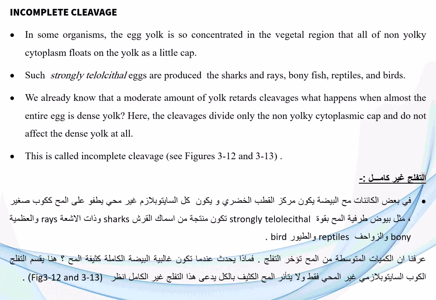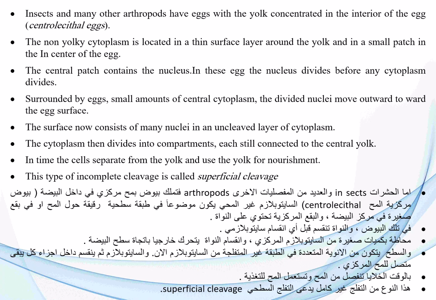Right. If moderate yolk retards cleavage, what does a massive amount do? It leads to incomplete cleavage, or meroblastic cleavage. Incomplete meaning the division doesn't go all the way through. Correct. This happens in what are called strongly telolecithal eggs. Think birds, reptiles, many fish like sharks and rays.